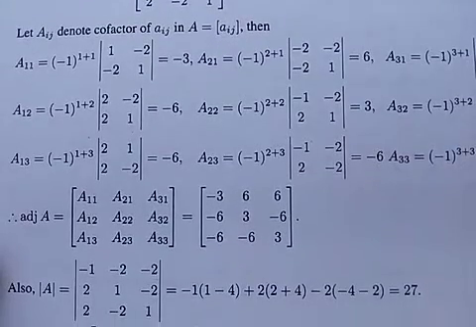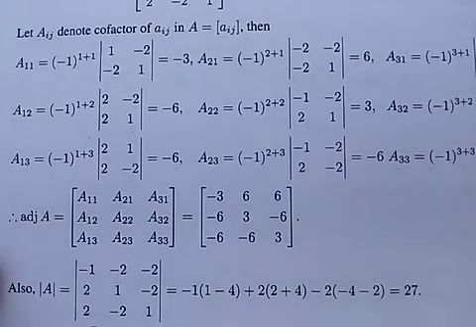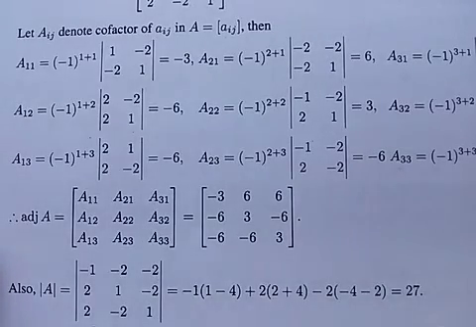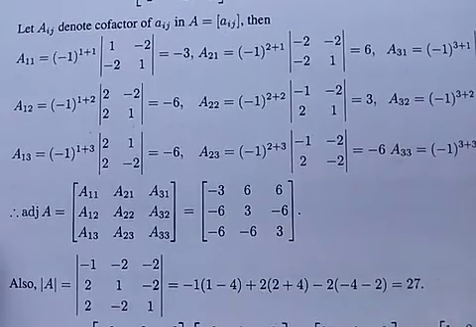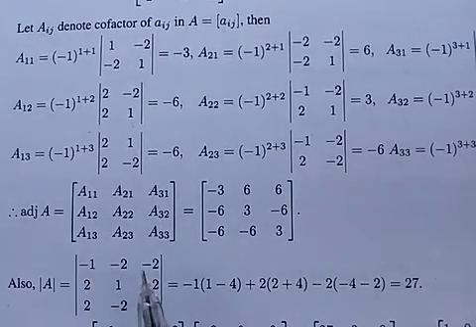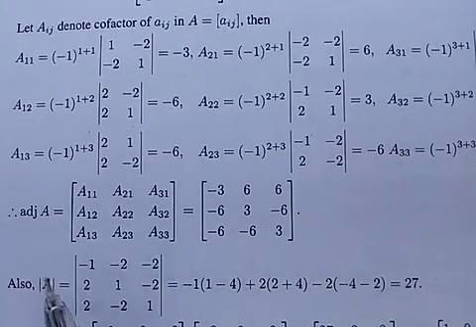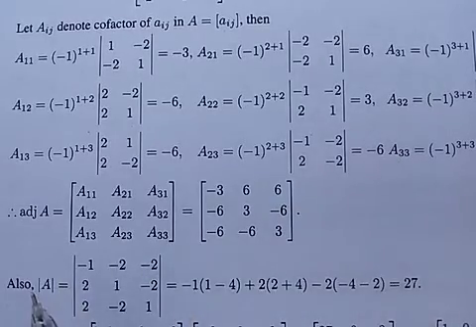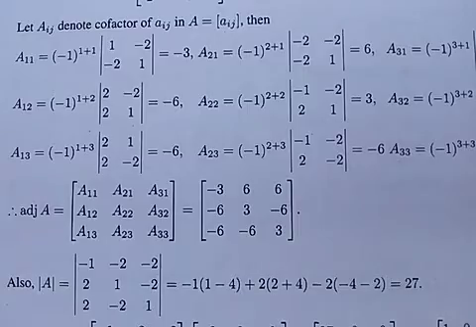Next, we have to prove A multiplied by adjoint of A equals determinant of A multiplied by the identity matrix of order 3. We can find here the determinant of A. We can expand the given determinant along R1. Determinant of A equals 27.